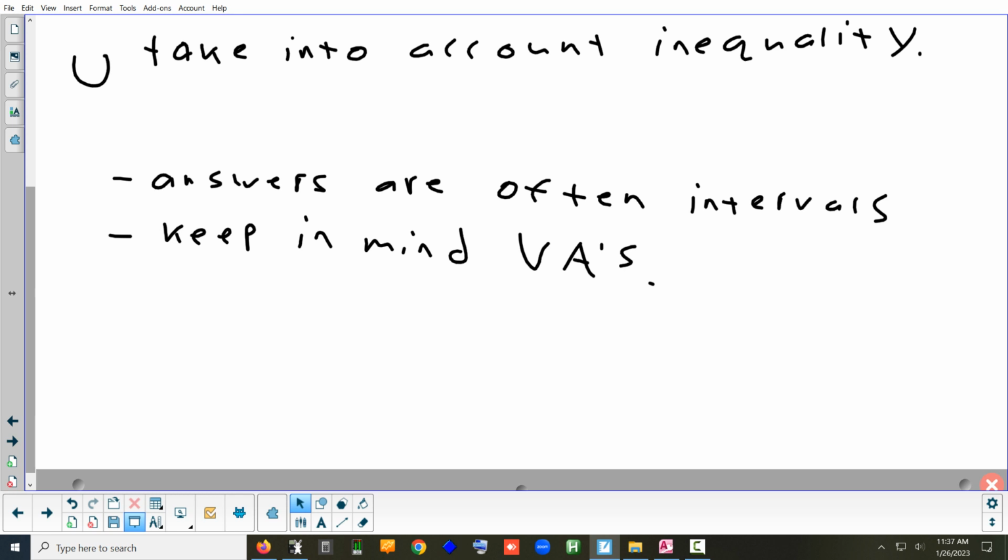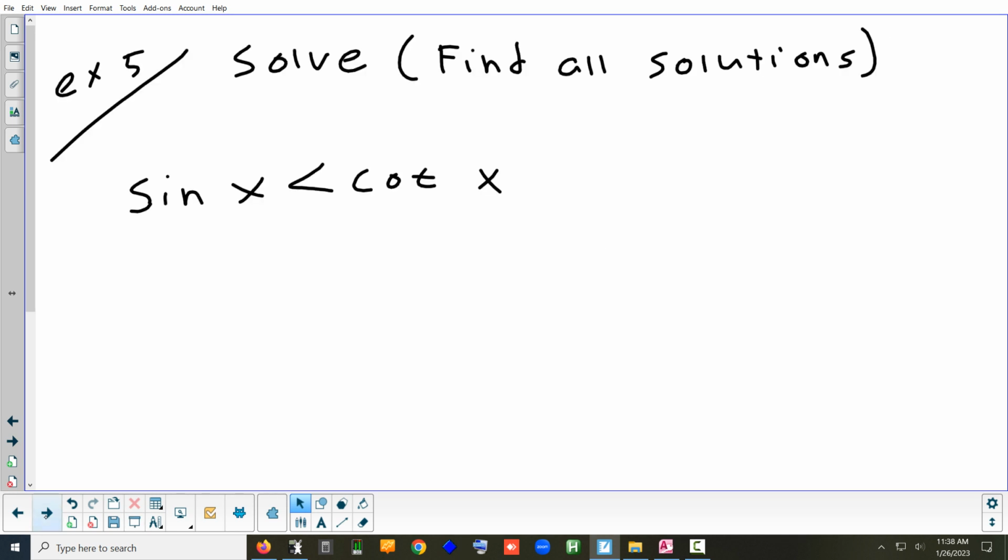Keep in mind, vertical asymptotes. If you have a vertical asymptote in the problem, that breaks your interval. You can't continue through an asymptote. You have to stop your interval there with a parenthesis. And I think we're going to have one with tangent or cotangent.